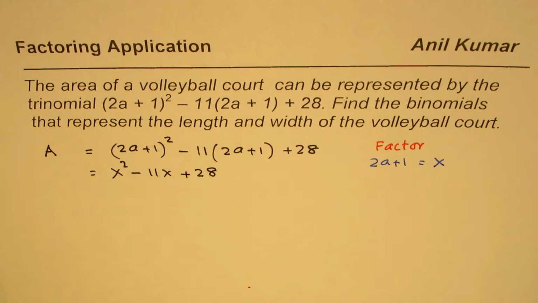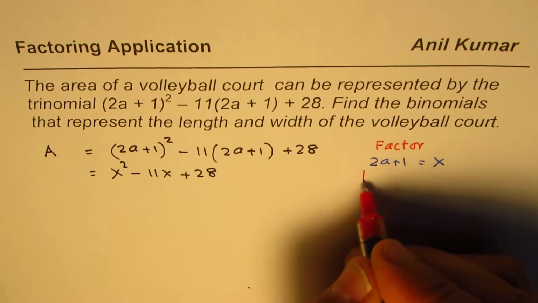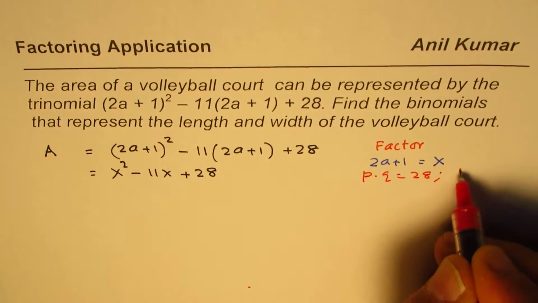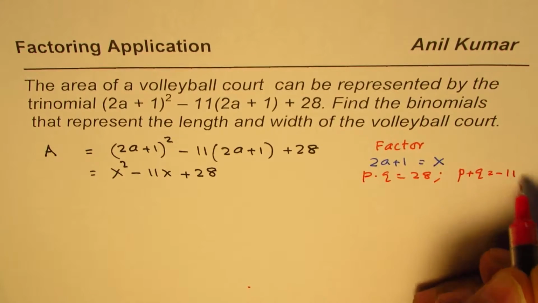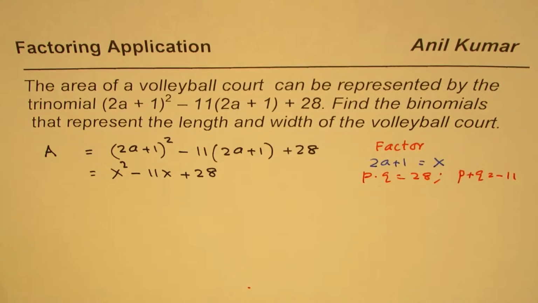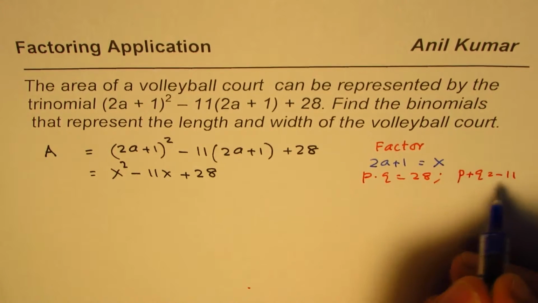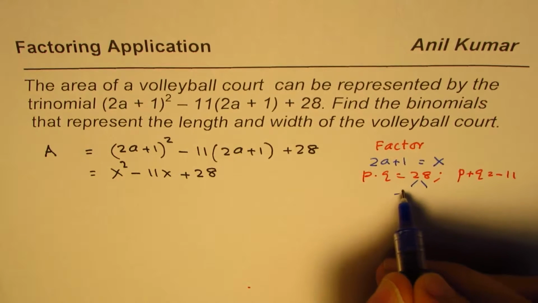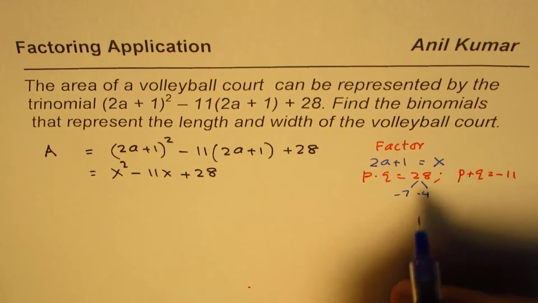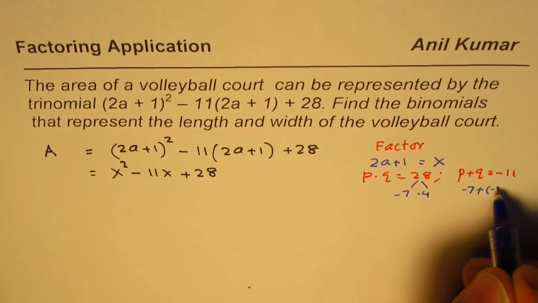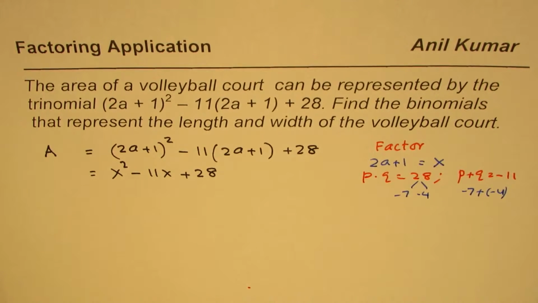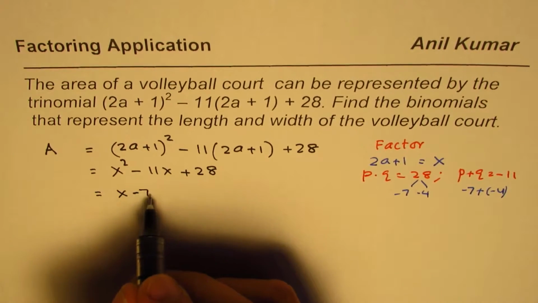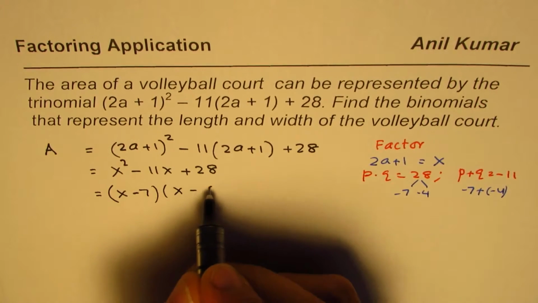Now to factor this, we're looking for product and sum. We need the product of two numbers as 28, and we need the sum of two numbers as −11. So what could these two numbers be? 7 times 4 will work, right? We have 7 times 4, both negative, which when multiplied will give us 28 positive, and when you add you get −11. So these are the key numbers. We could factor this as (x − 7)(x − 4).